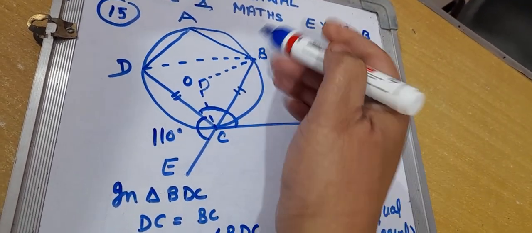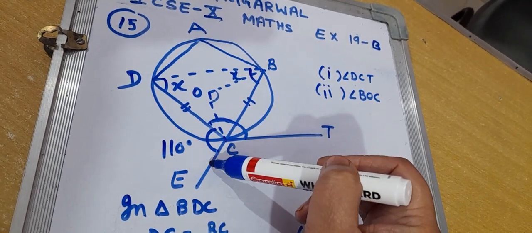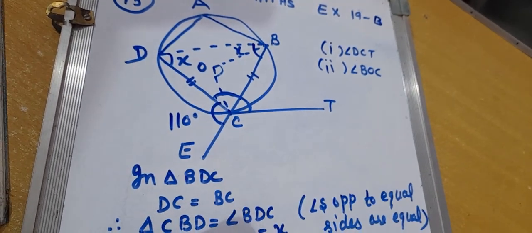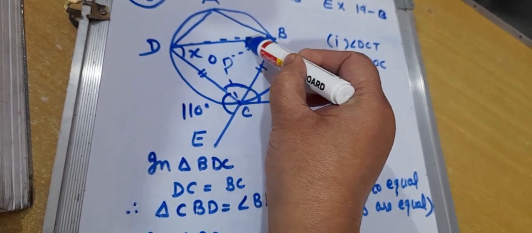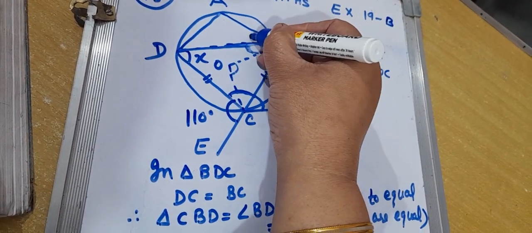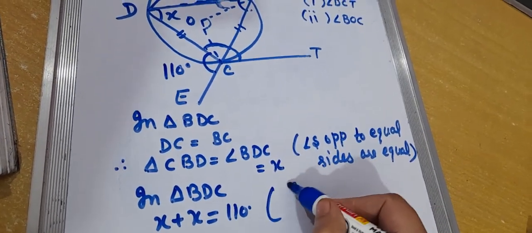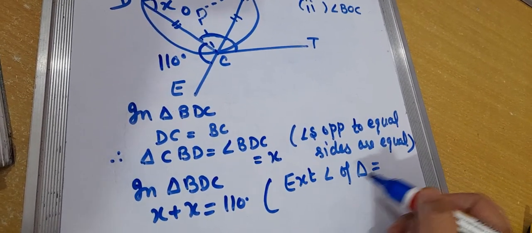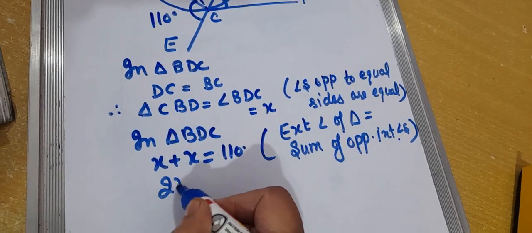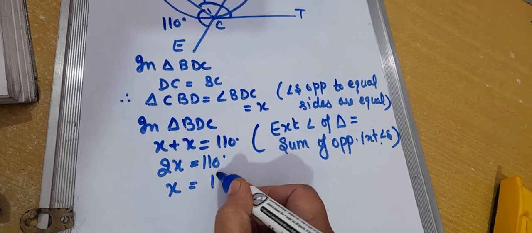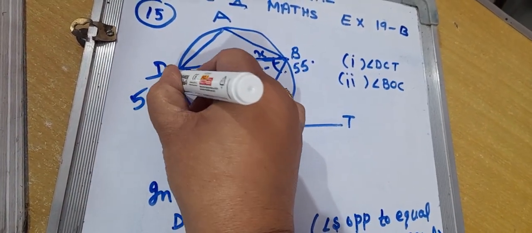Now students, in triangle BDC, this is X, this is also X. So X plus X equal to 110 degrees. Why? Because this is the exterior angle of triangle BDC. Write down the property: the exterior angle of a triangle equals the sum of the opposite interior angles. So 2X equals 110 degrees. From here we get the value of X, that is 110 upon 2, 55 degrees. Students, mark here on the diagram, this angle is 55 and X here is also 55 degrees.